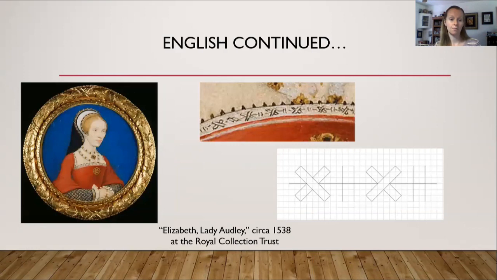This is a miniature painting of Elizabeth, Lady Audley, from about 1538. It's with the Royal Collection Trust. And with this one, you can see right along the trim, right around the edge of her dress, it looks like blackwork trim, but because it's a miniature, I'm sure it was difficult to get all the brush strokes just exactly right to get the pattern, but the painter got the basic idea of the pattern. And with that, I recreated what I think the pattern looks like, and that's on the bottom right-hand side.